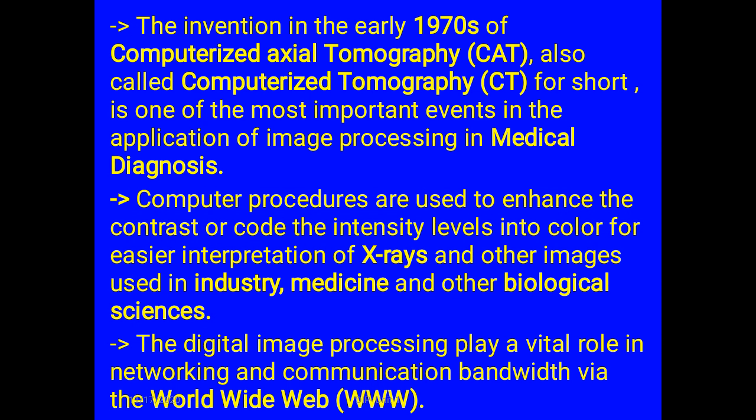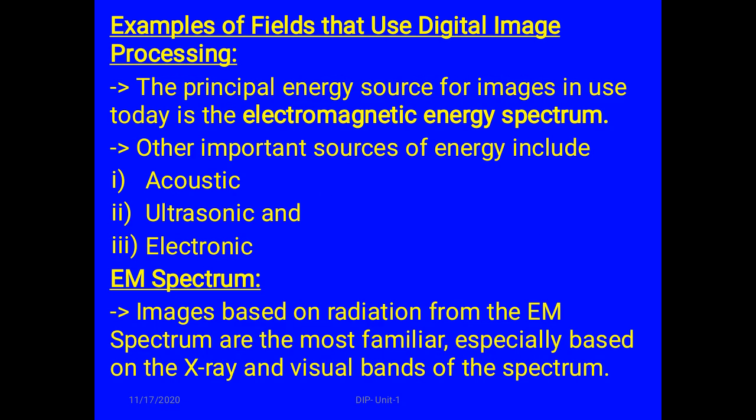So, the invention in 1970 of computerized axial tomography, also called computerized tomography, in short CT, was a major event for digital image processing in medical diagnosis. So, X-rays, industry, medicine and other biological sciences use image processing. Digital image processing also plays a role in networking and communication bandwidth via the World Wide Web. So, next the example fields of digital image processing.